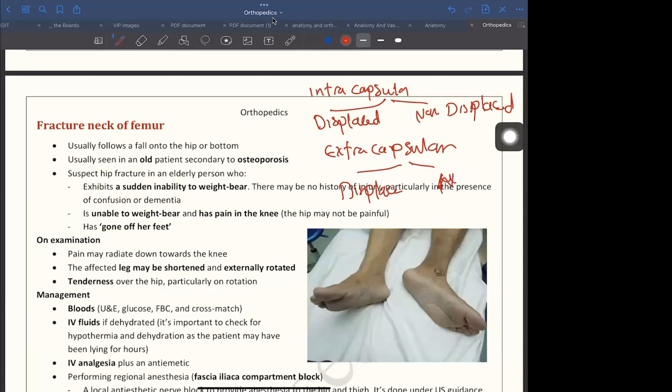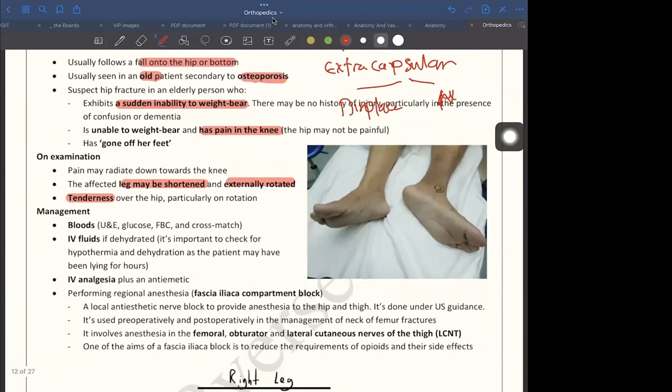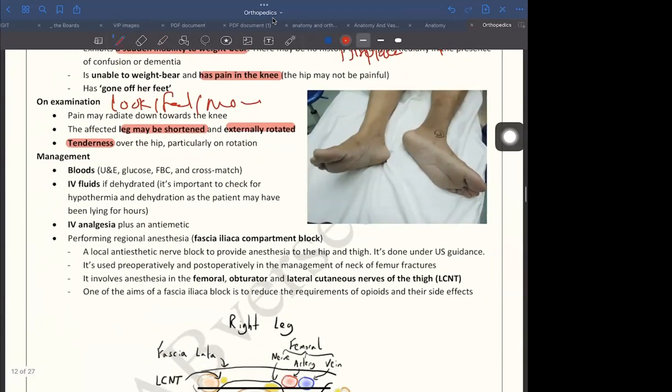So fractures. Usually it's a fall onto the hip, usually an old, osteoporotic patient, with sudden inability to weight bear on the side, pain in the knee, and again, the most important thing is the leg is shortened, externally rotated, and there is tenderness over the hip joint. So your examination, again, follows look, feel, move, and neurovascular bundle, and then your management.